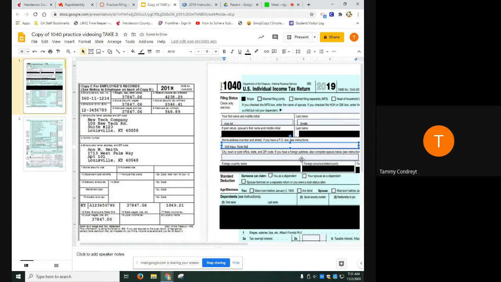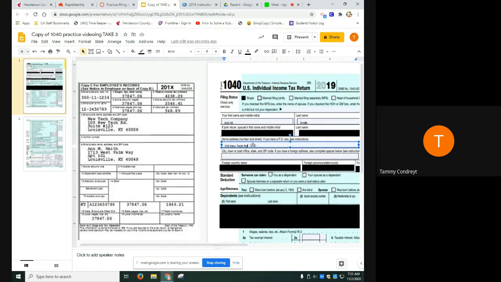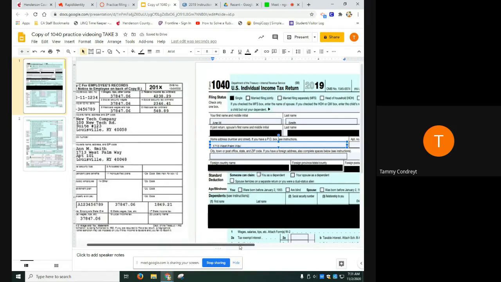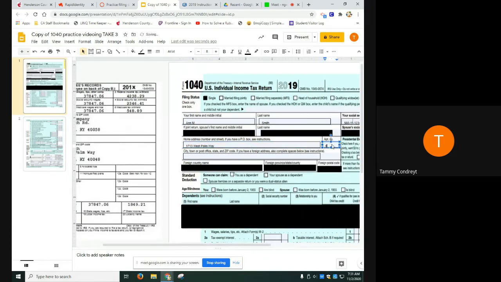So this is 100 New Tech Road. Oh, that's the wrong thing. Excuse me. That's her employer address. Her address is 1713 West Palm Way. I'm getting that from right here. She does have an apartment number, which was 101.